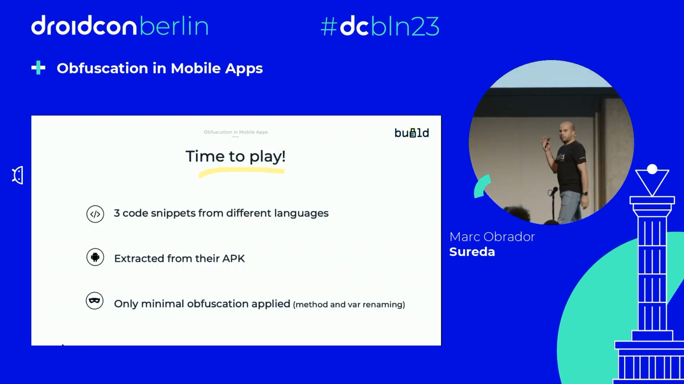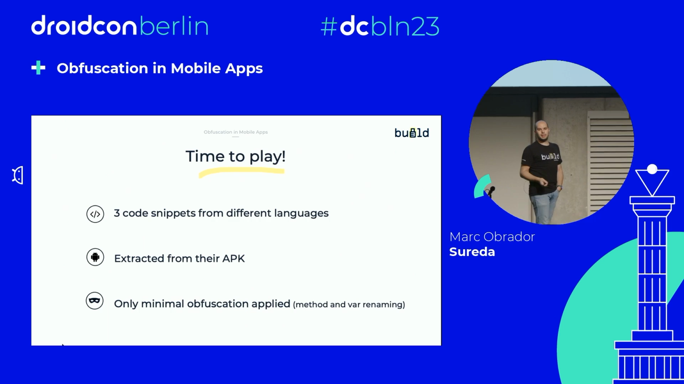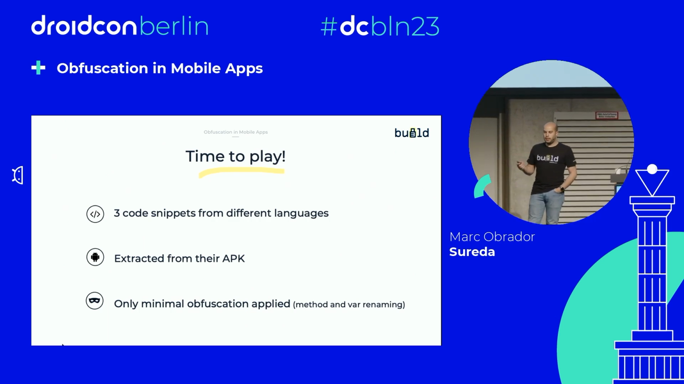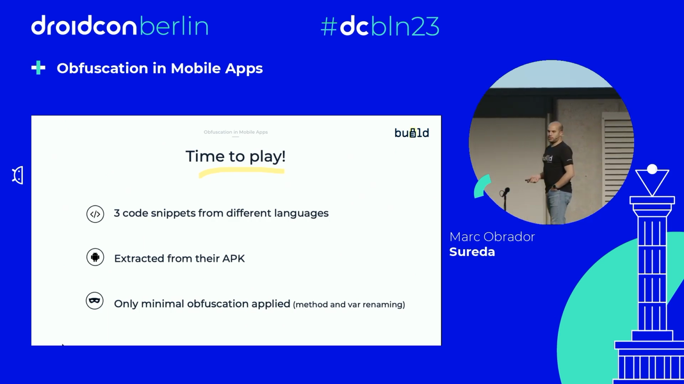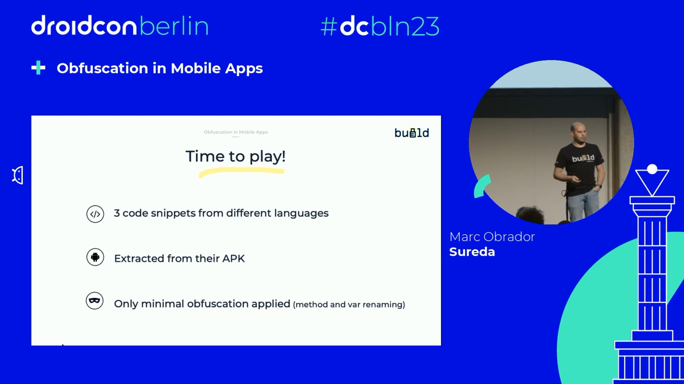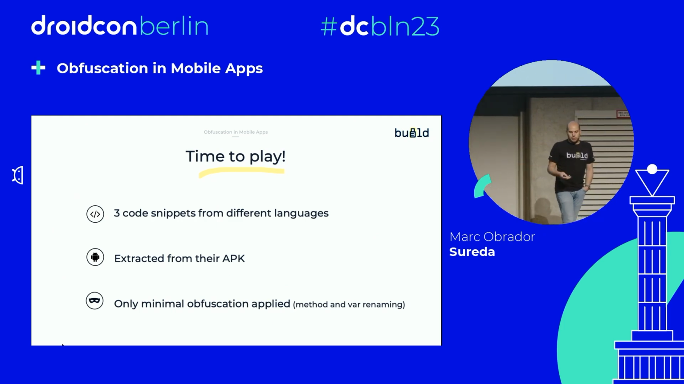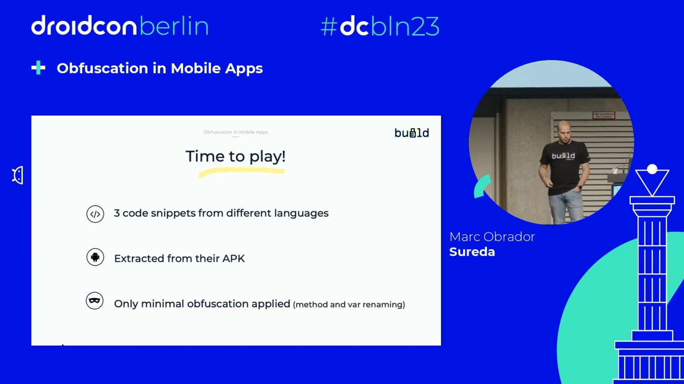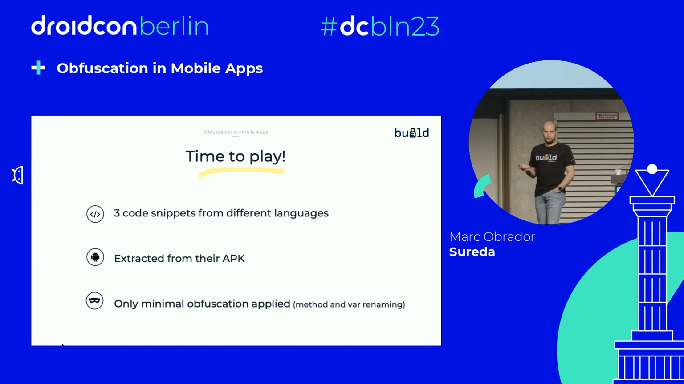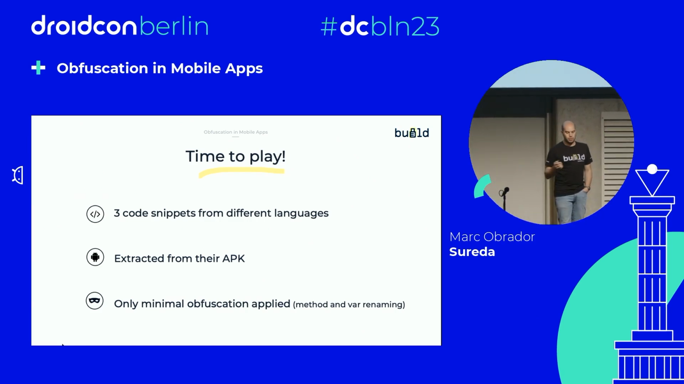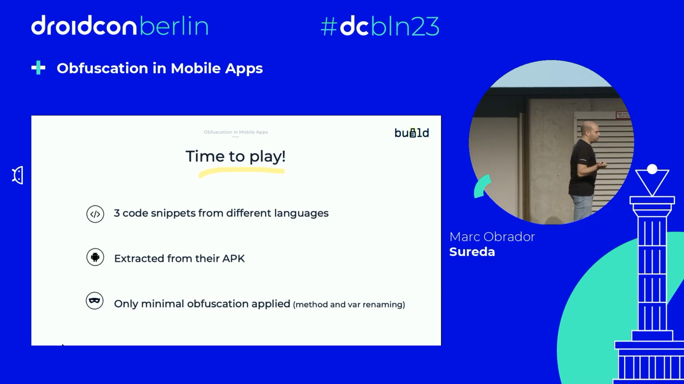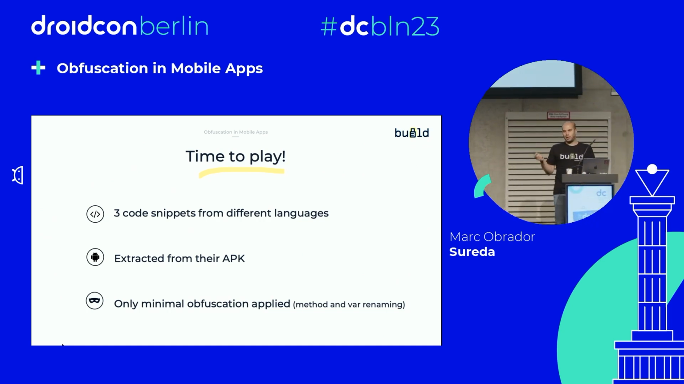So I'm going to be putting 3 pieces of code or decompiled code on the screen. I'm going to give you a minute to try to understand what they do in different languages, and you are going to see the differences between all of them. I extracted this from real APKs. It's not something I've made up. There's just minimal obfuscation applied. Okay, there's just method renaming so that you cannot guess what the function is doing just by looking at the name.